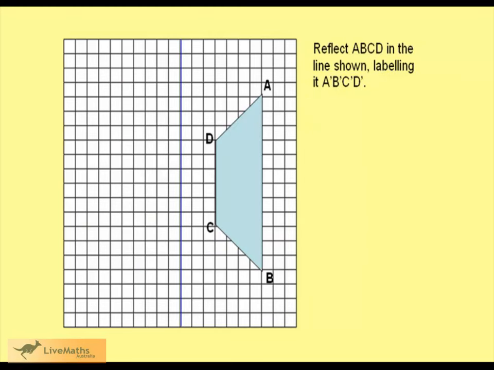Now consider reflecting A, B, C, D in the line shown, labeling it A dashed, B dashed, C dashed, and D dashed. Once again, we need to look at each reference point and see where it goes. If we look at A, it goes 7 squares up to the mirror, so it goes 7 squares beyond. It goes to here.